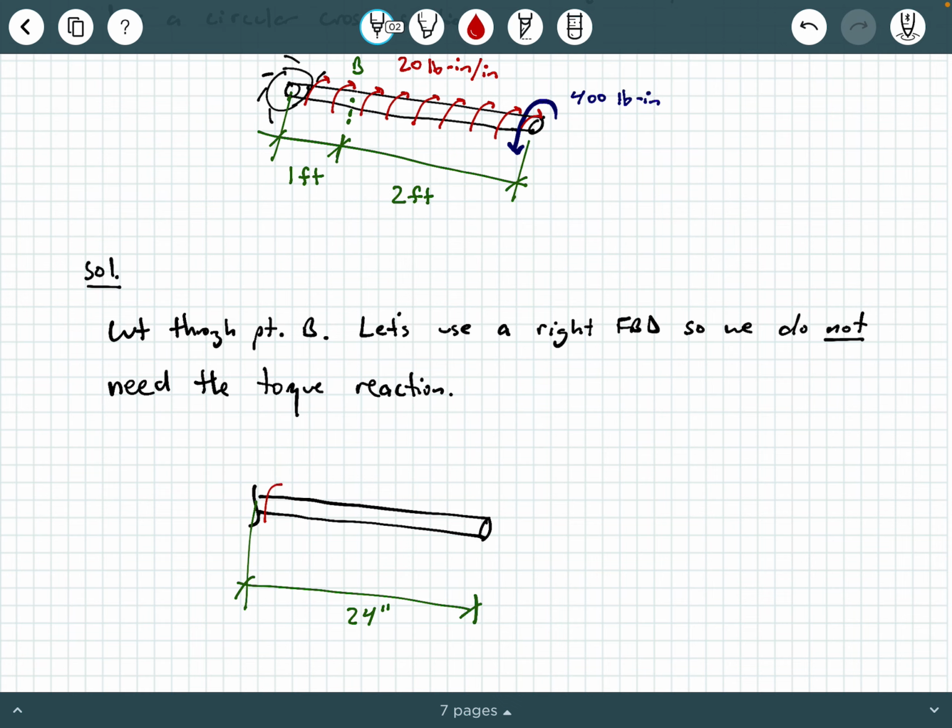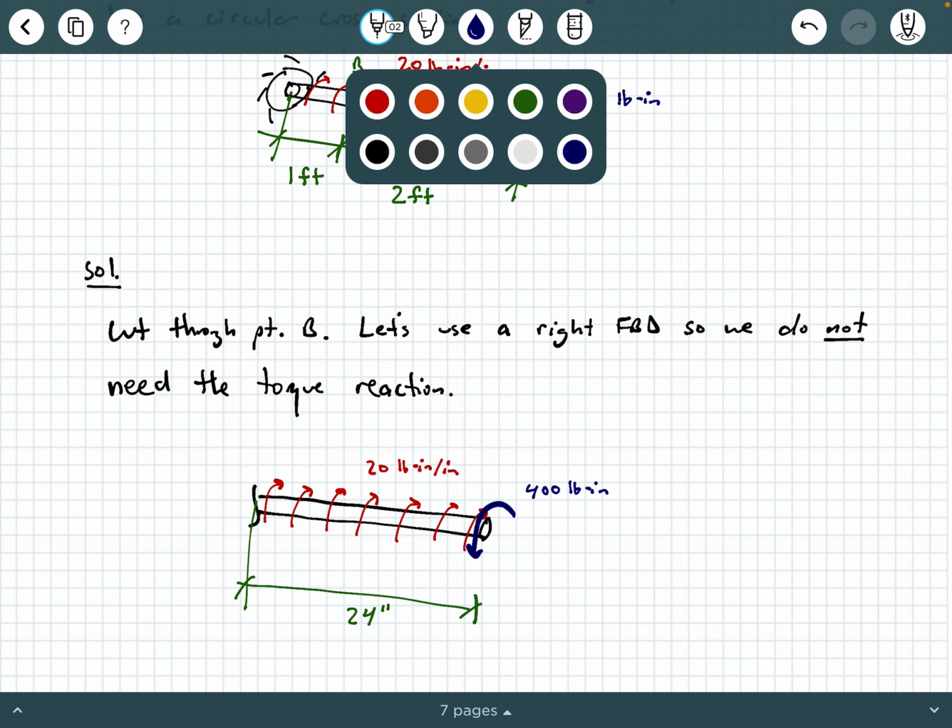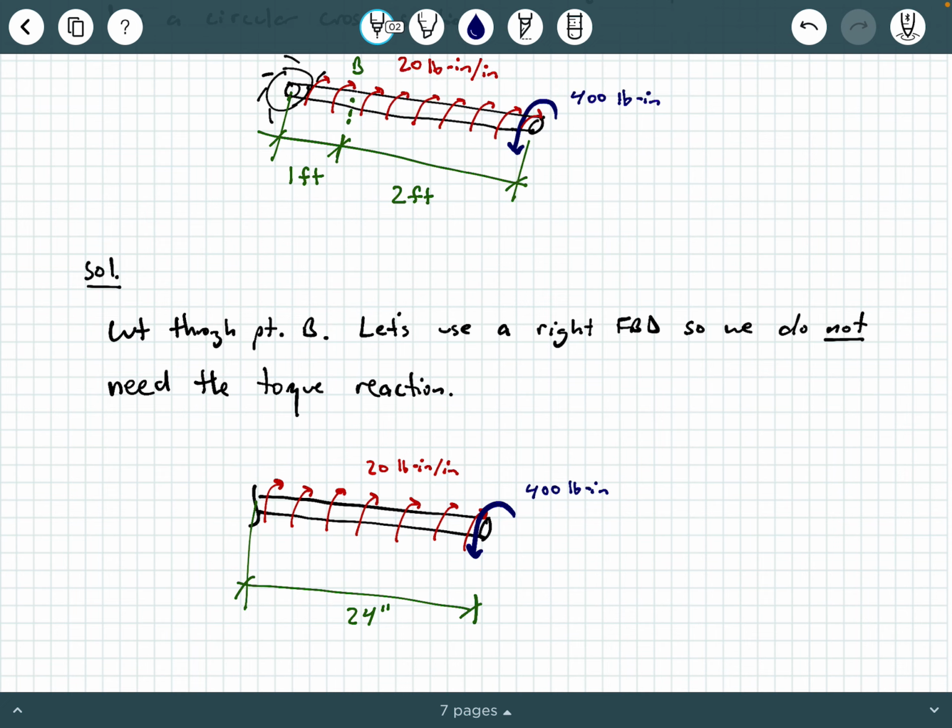And then we're going to have our uniformly distributed torque moment show up there. And again, that's 20 pound-inches per inch. And then at the free end, we have that singular torque moment of 400 pound-inches. And so what shows up at that cut? Well, at the cut, I'll go ahead and use orange here. At the cut, we're going to have this internal torque T that we're looking for. I'll call it T sub B since it's at point B.